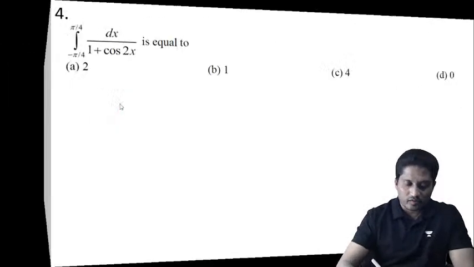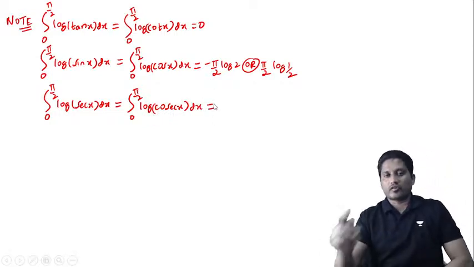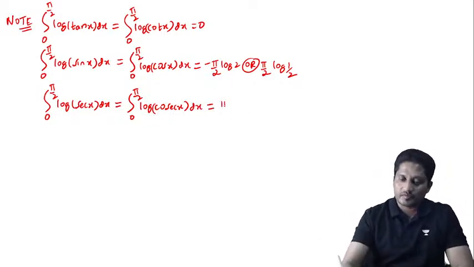Same as 0 to pi by 2 of log of cosec x dx. Just change the sign. Earlier, with sine and cos, you got minus pi by 2 log 2, so this fellow is plus pi by 2 log 2.